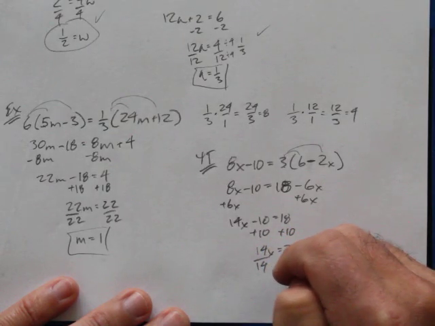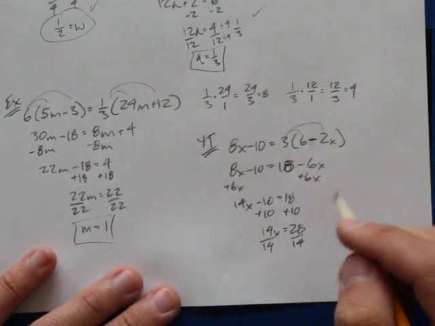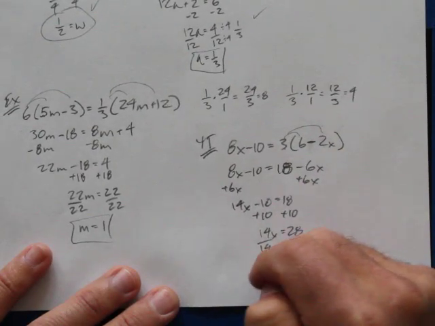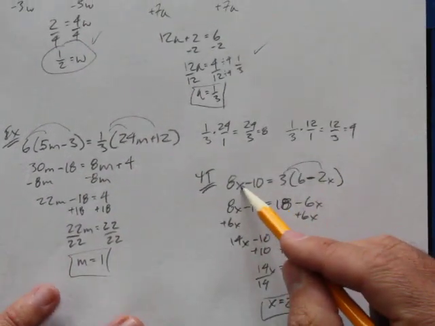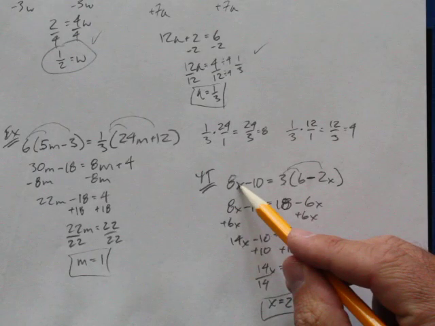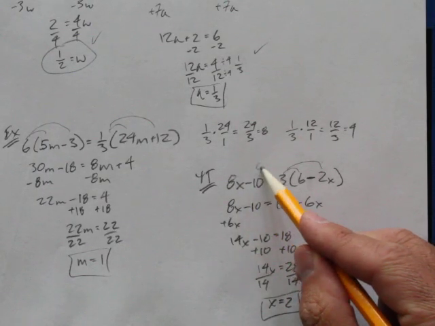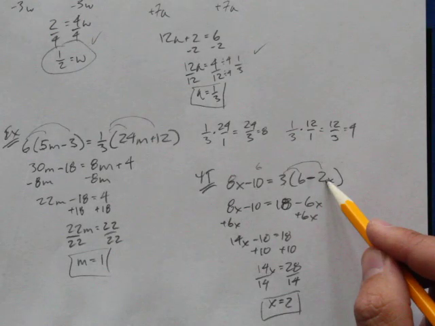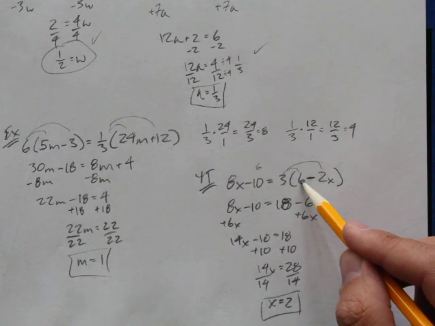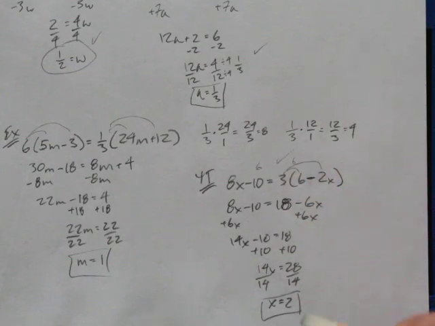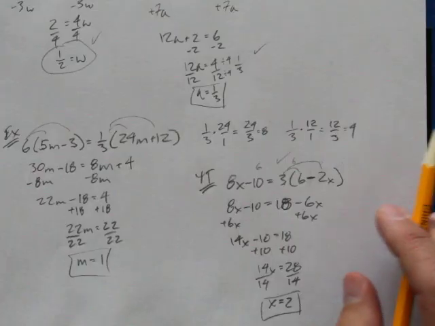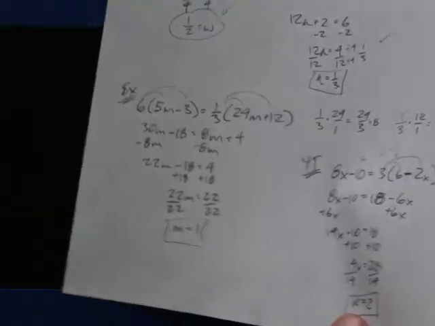Divide both sides by 14 to get that x by itself again. 28 divided by 14 is 2. x equals 2. There's my answer. Double check, make sure that 8 times 2 is 16 minus 10, so that'll give me 6 on this side. 2 times 2 is 4. 6 minus 4 is 2. 2 times 3 is 6, so I've got 6 on both sides. I have checked my work, and that is a correct answer. Let's keep going. I've got a few more examples for us to do.